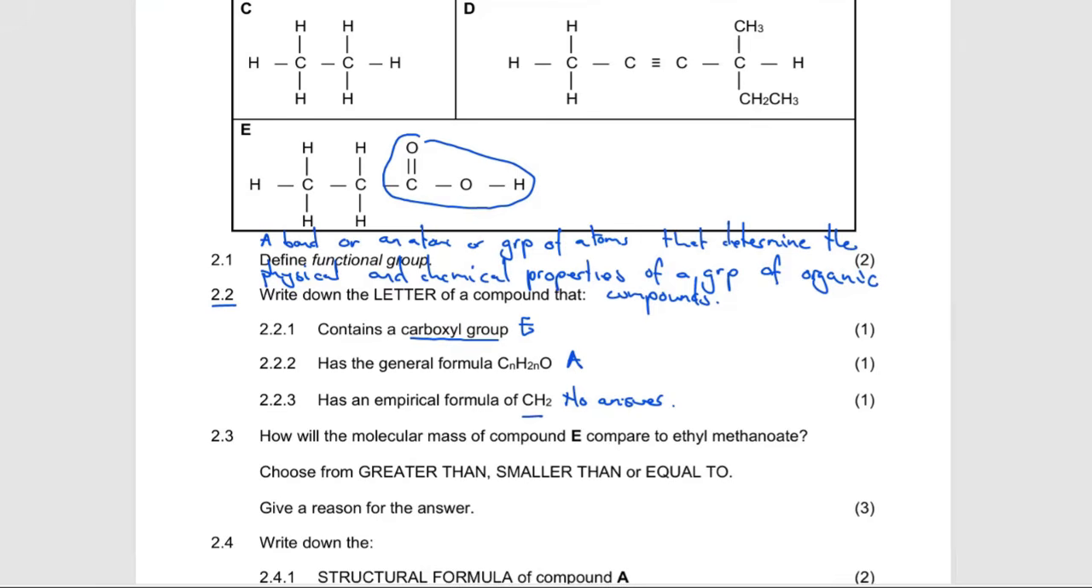Then after that, I'm going to proceed to 2.3, which says how will the molecular mass of E compare to ethyl methanoate? They're asking us to choose greater than, smaller than, or equal to. The correct answer is going to be equal to. The reason is that compound E and ethyl methanoate are functional isomers. So this is the reason why they are equal.